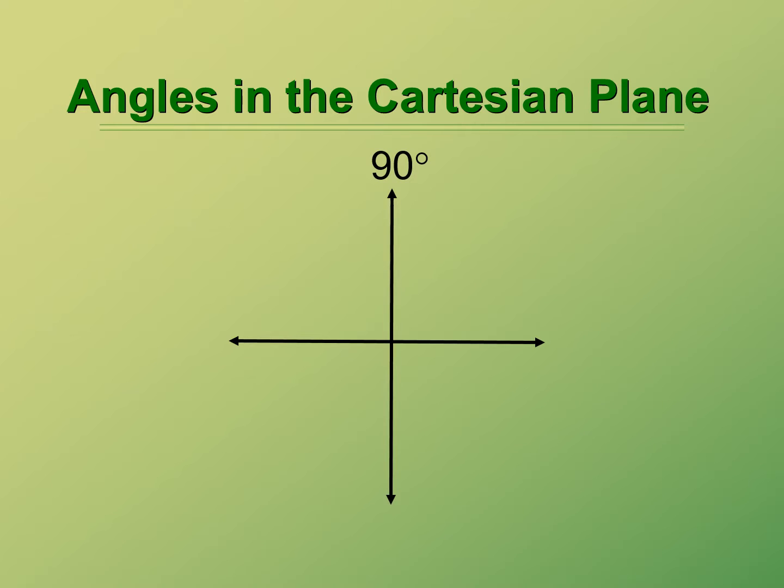And then, of course, 90 degrees would be up here on the positive y-axis. Then we have 180, which is going towards the negative x-axis. We have 270, which is the negative y-axis. And then we have 360, which is also where 0 is.